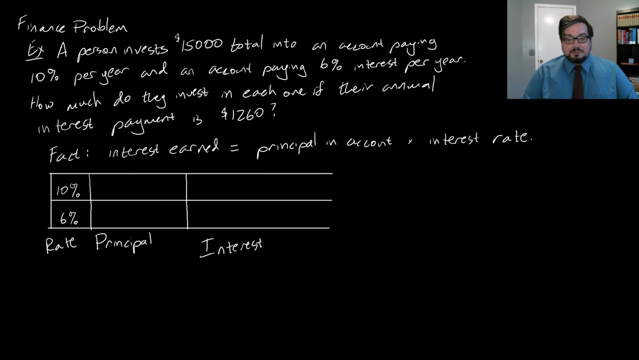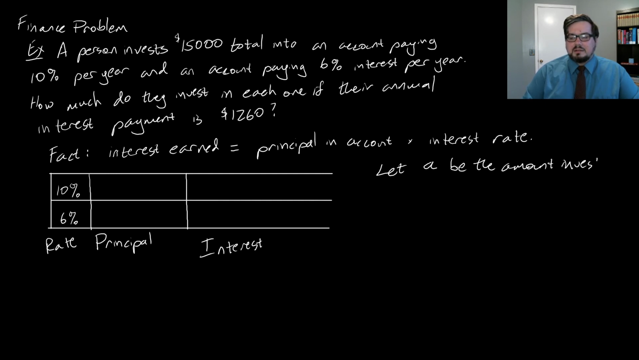So we don't know how much is in each one of these accounts. We need a variable. Now, at first glance, you might think we need two variables, one for the amount invested in the 10% account and one for the amount invested in the 6% account, but in fact, we can do a little bit better than that. We only need to use one variable here. What we can do is let A be the amount invested in the 10% account. So we can put that right here.